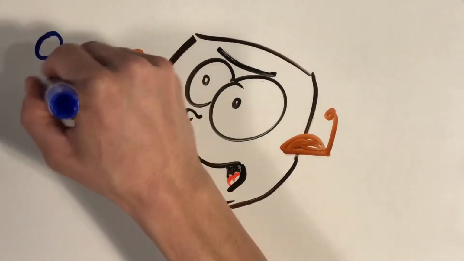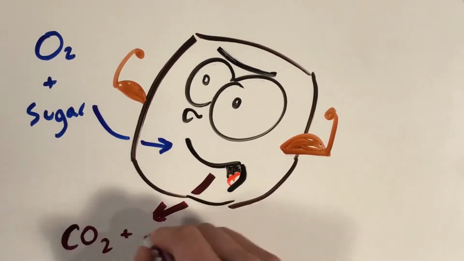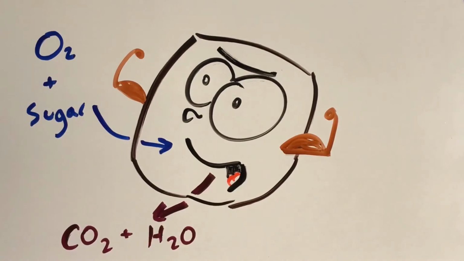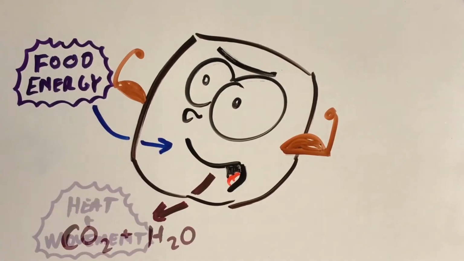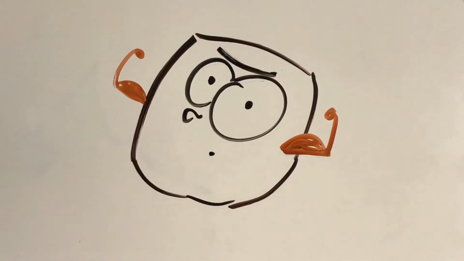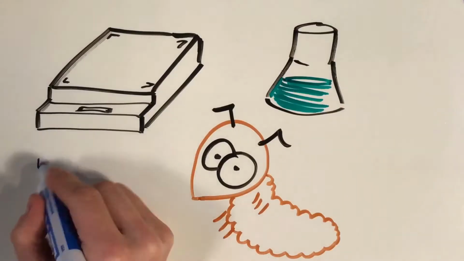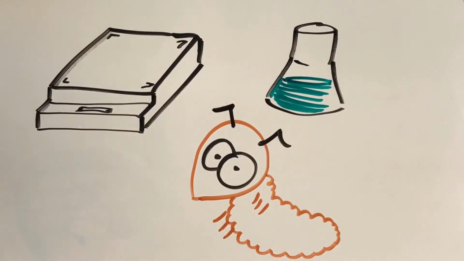We found that oxygen and sugar enter the cells, and we saw also that carbon dioxide and water came out of the cells. We determined that sugar brought in food energy, and that energy was converted into useful heat and movement for the cell. But there was one more very important thing that we observed, and that is that the mealworms gained weight through the course of our experiment, and it is certainly worth our time to explore why.